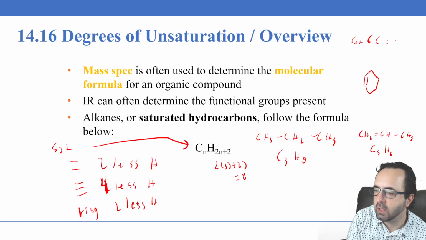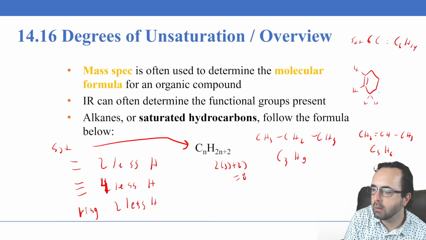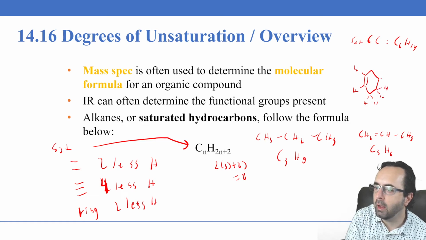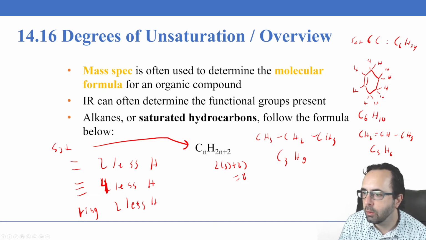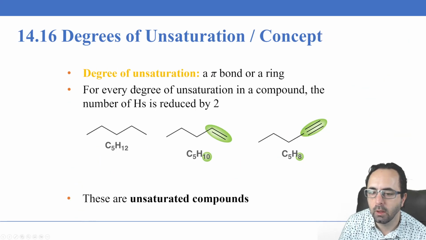Saturated with 6 carbons would be C6, H2 times 6 plus 2, H14. But if we look at this structure here and fill in all the hydrogens, we'll see that we have C6, H1, 2, 3, 4, 5, 6, 7, 8, 9, 10, H10. So we had a double bond which lost us 2 hydrogens and a ring which lost us 2 more. So that's why there's 4 less hydrogens than the saturated compound.